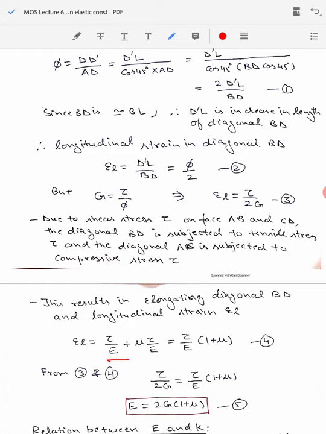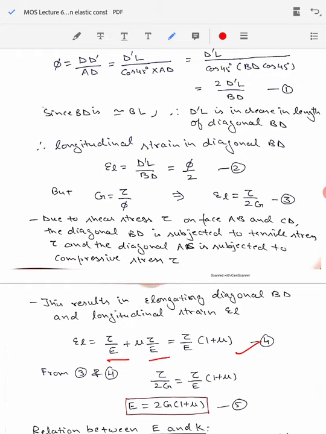Then you have the secondary or lateral strain that is caused because of the other stress that is acting on the other diagonal AC, at 90 degrees to it. So that's why it is mu times tau by E. So the net longitudinal strain can be given as the sum of the strain due to the stress on the diagonal BD, that is tau by E, plus mu times the stress applied at 90 degrees to it on the other diagonal AC, so mu times tau by E. So finally epsilon L can be calculated as tau by E into 1 plus mu.